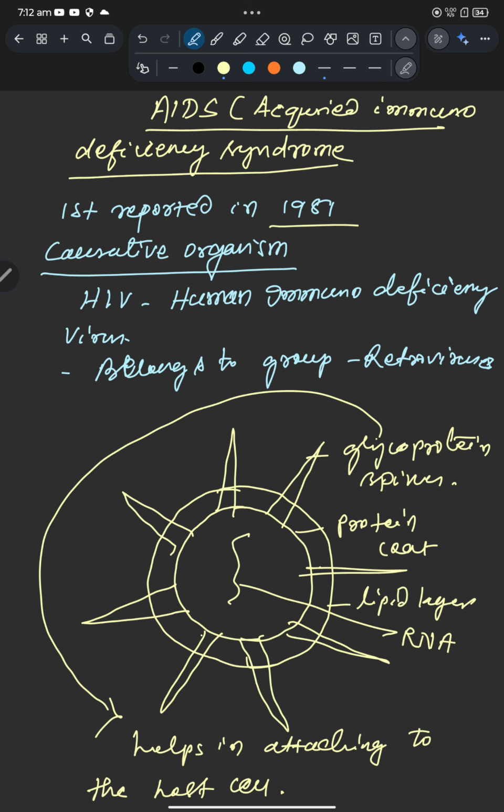What is the causative organism? The causative organism, all of you know, it is HIV, human immunodeficiency virus. It belongs to a group called retrovirus. Very, very important.